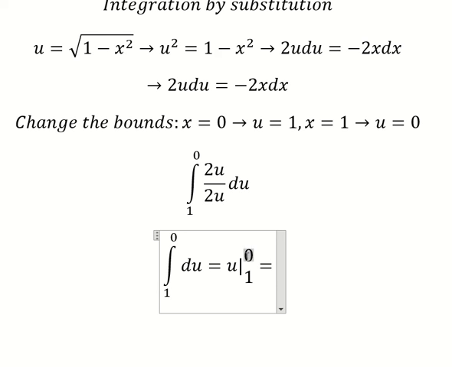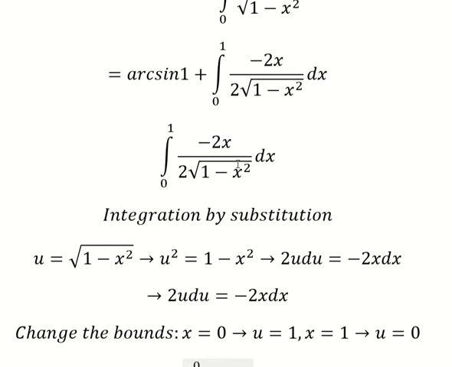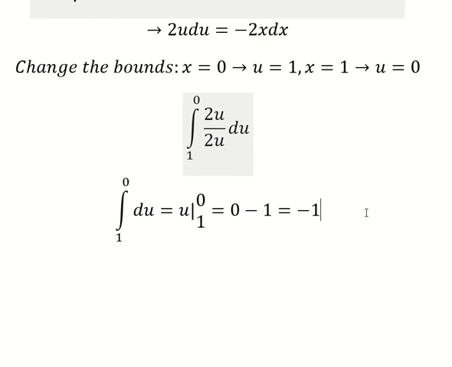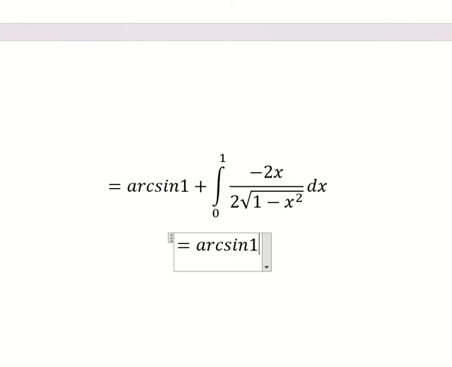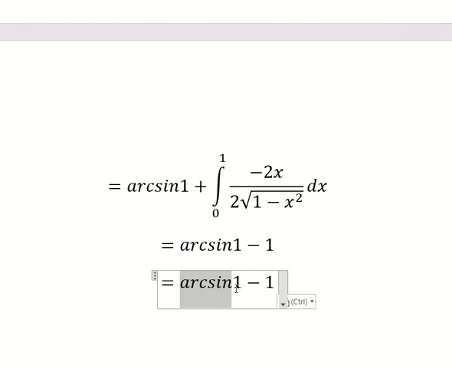So we put number 0 in here, number 1 in here. So this one we have negative number 1. And this one, if we use the calculator, that is about π over 2.